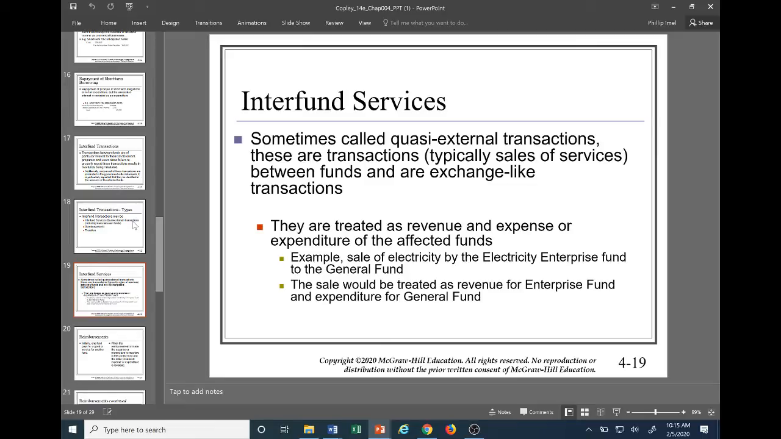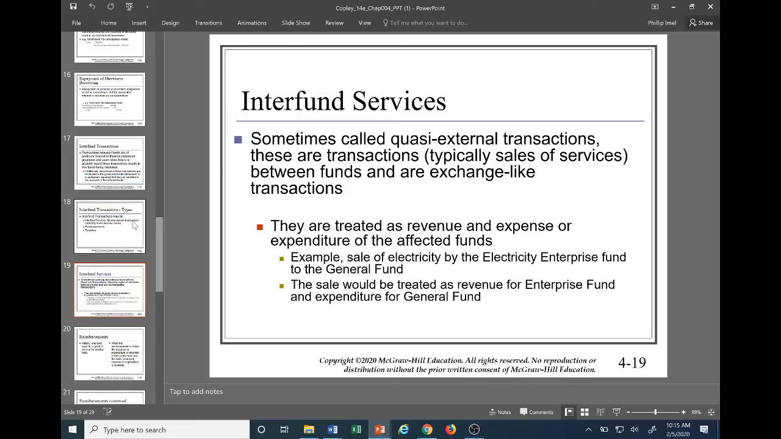So a good example would be the sale of electricity by the Electricity Enterprise Fund to the general fund. And I know here you're probably thinking, well, I thought the enterprise fund was the service outside the government. It can also sell to within the government too, but the difference is it's usually on a for-profit basis. It can be for cost recovery, but it's usually for-profit. So just keep in mind that the enterprise funds do primarily service the sector outside of the government, but they can also service parts of the government as well, not just the internal service fund.